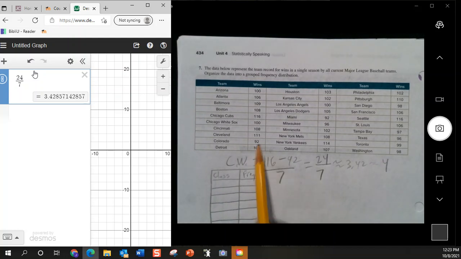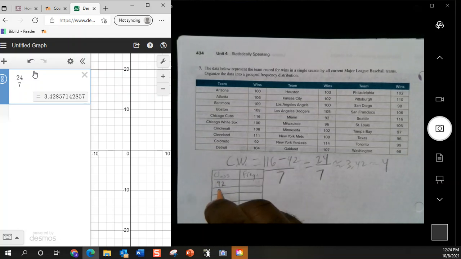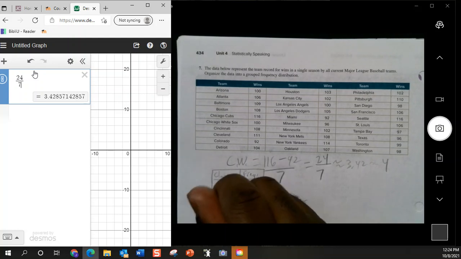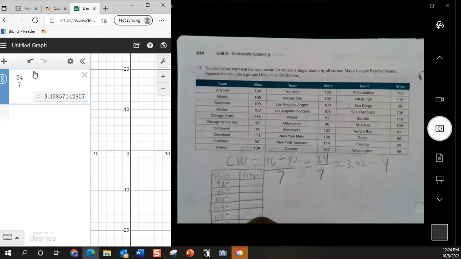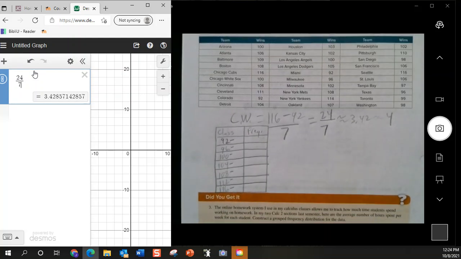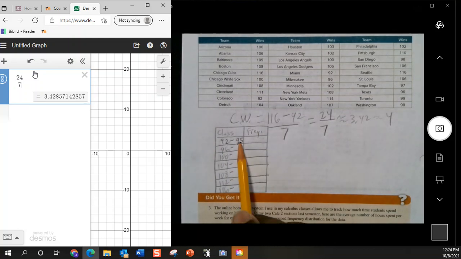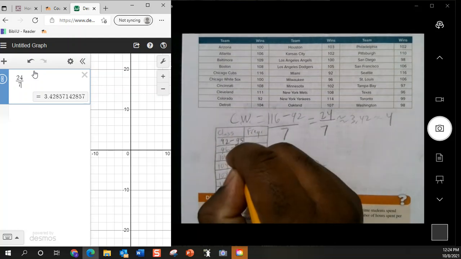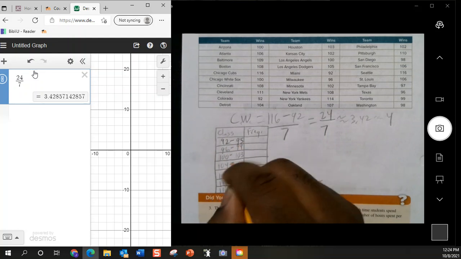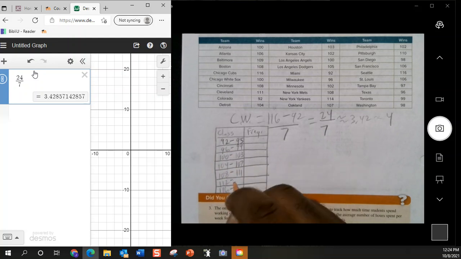Now, we could start off with the 92, and then we could add our class width down. So that'll be 96, 100, 104, 108, 112, 116. Now that's our lower limit. Now to get our upper limit, we'll go to the second value here and subtract 1. So this would be 95. Now, once we get this 95, we could just add the class width to it. So it'll be 99, 103, 107, 111, 115, and 119.